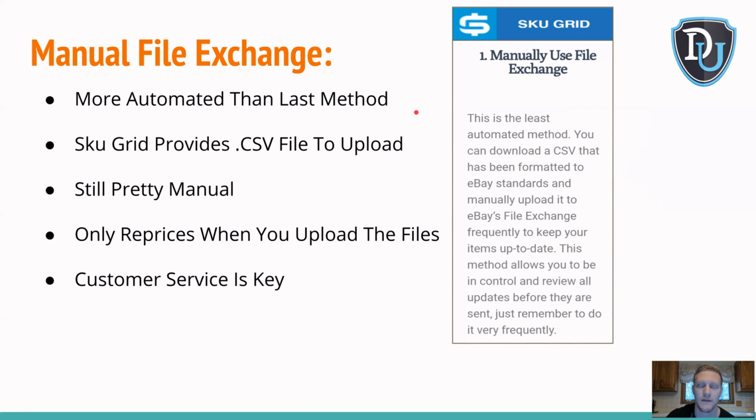Obviously, it's checking all of your SKUs, your Walmart, Home Depot, whatever, and then it'll see if there are any changes at the supplier, any ins and outs of stock. From there, it'll create a CSV file and email it to you for you to upload into the file exchange on eBay, which is extremely easy to do. But one thing about it is it's still pretty manual. You still have to go in, check your email, and upload this file on your own. And it only reprices when you actually go and upload the files.